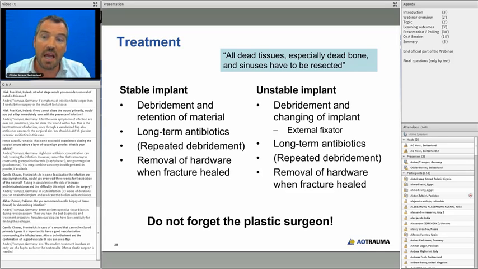I cannot put enough emphasis on the importance of a plastic surgeon. If we are not able to cover the wound correctly by ourselves, we must not hesitate to get a plastic surgeon. And once again, all that dead tissue has to be taken away, as it behaves as a foreign body.